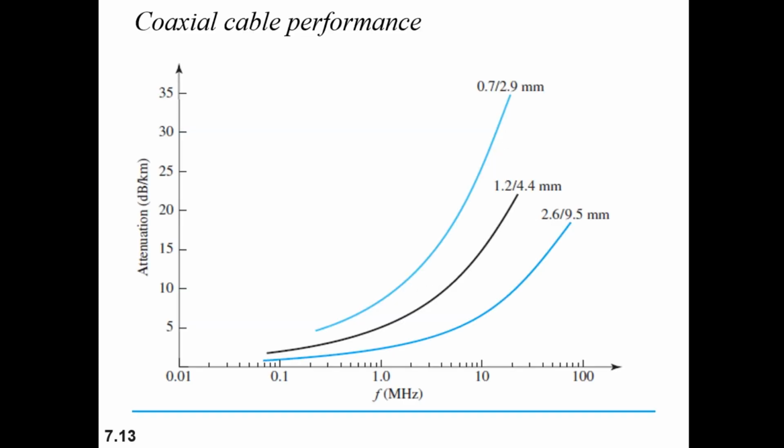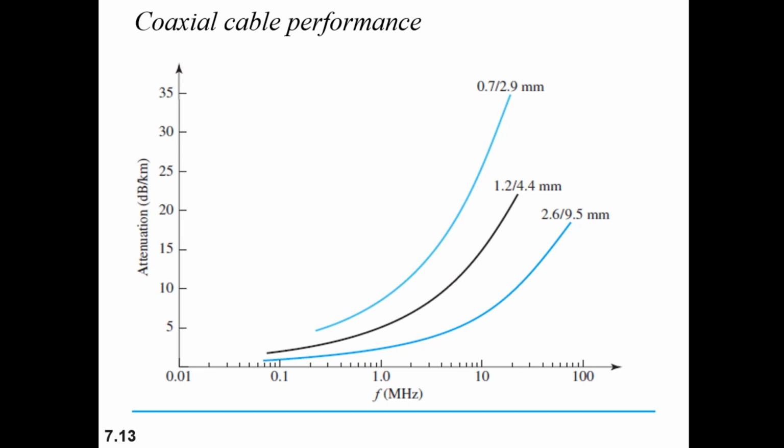This is the coaxial cable performance chart. As you see in the performance of the UTP cable, they were suited for low frequency. Now let's suppose you want to operate at a high frequency, typically more than 100 kilohertz or 1 megahertz and so on. UTP cable will not support that frequency. For that purpose you need a coaxial cable.